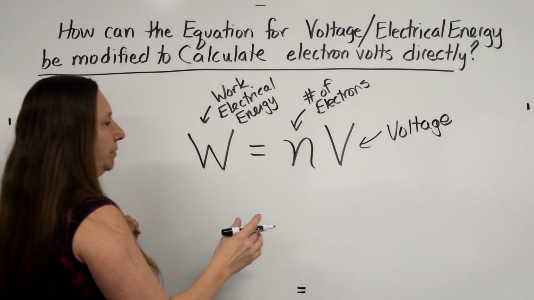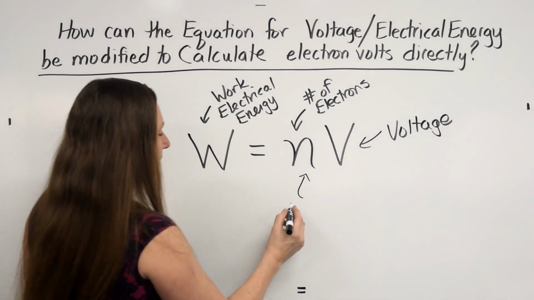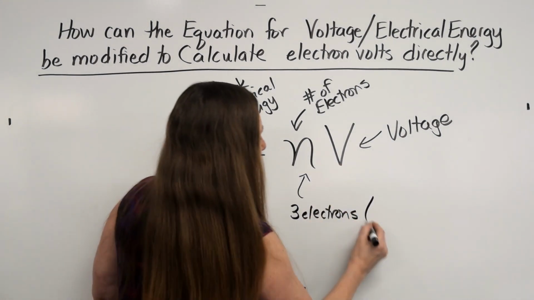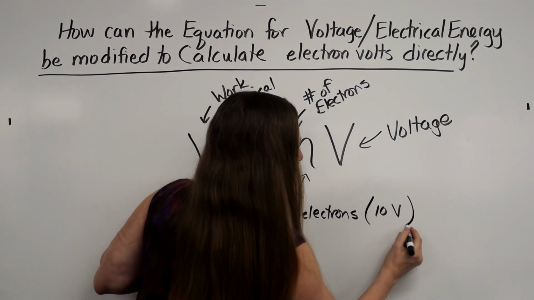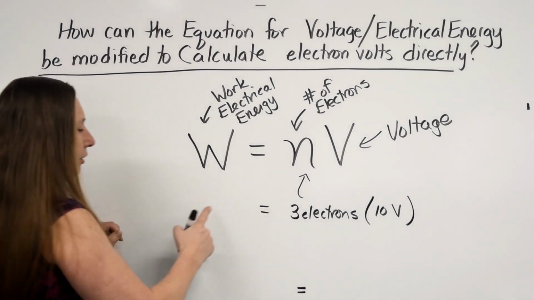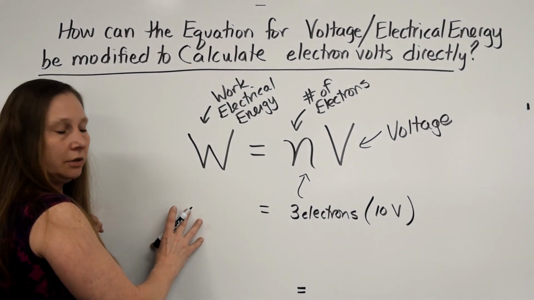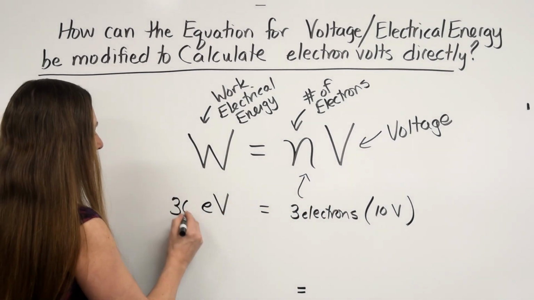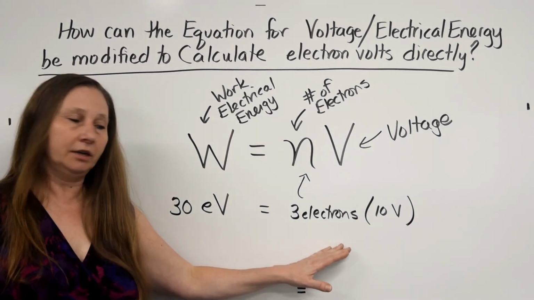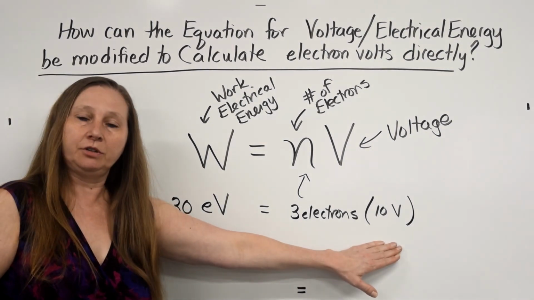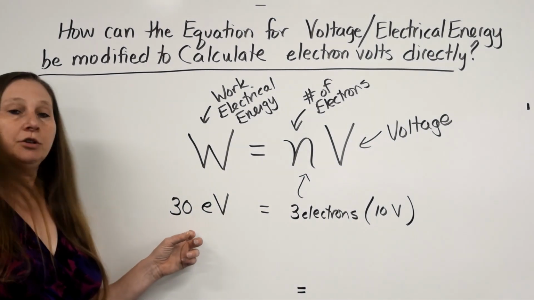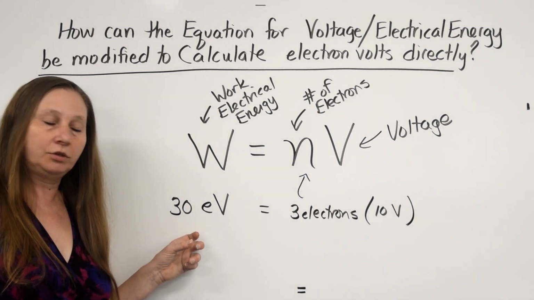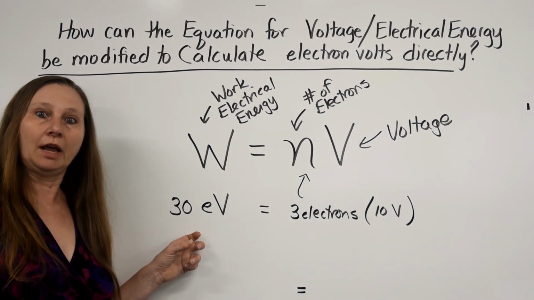Now the units, this would just be electrons. Let's say it was 3 electrons. The volts may be 10 volts, whatever. Now the unit you're going to get over here is not joules. You're going to get the unit electron volts. This particular problem, you would have 30 electron volts. 3 electrons passing through a potential difference of 10 volts, they now possess 30 electron volts. Or perhaps they gave 30 electron volts of energy to a resistor or a light bulb.